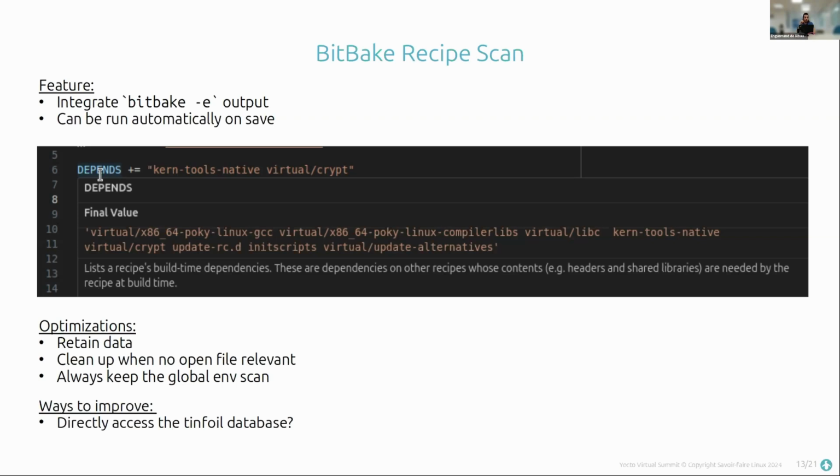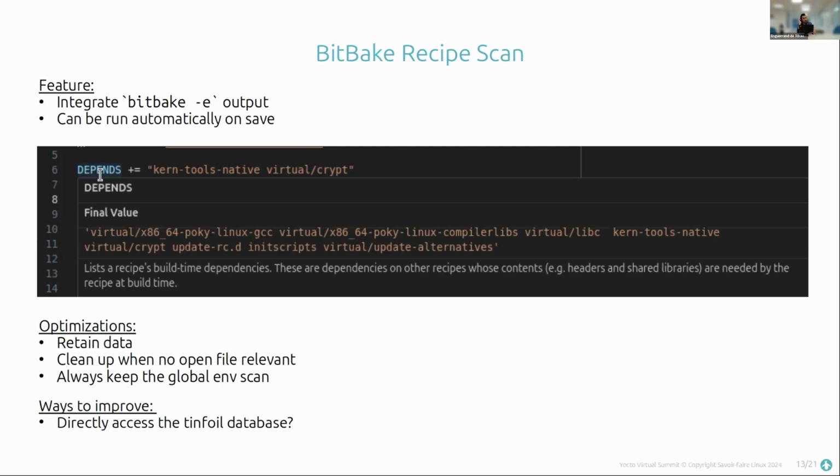So the optimization here is to cache the data, but because we cache the data, we also have a responsibility to clean up our cache. Whenever a file is closed, we check if no other file pertaining to that recipe is still open, and if that's the case, we discard the result.